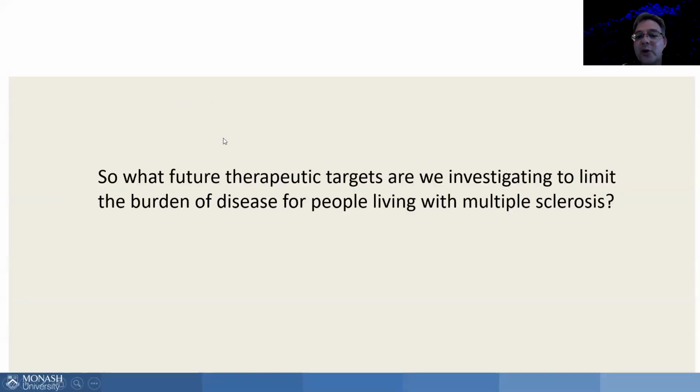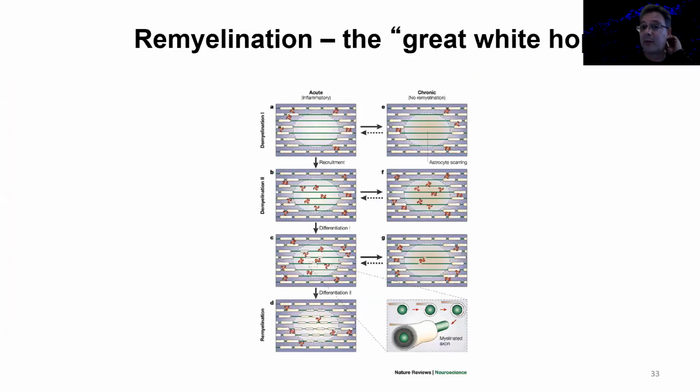So what future therapeutic targets are we investigating then to limit the burden of disease? I introduced you to some of these before, but remyelination is the great white hope for MS patients. Can we intervene therapeutically when we do see demyelinating lesions to repair that demyelination before we lose the axons? And what if we can do that along with having the immune cells, the autoimmune cells, I beg your pardon, in check, then we can have effective treatments for MS patients.